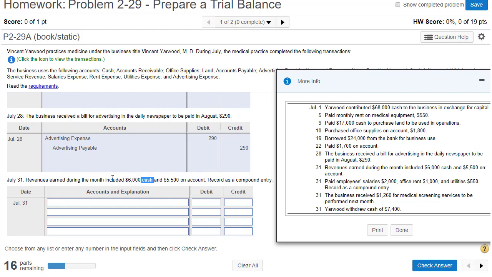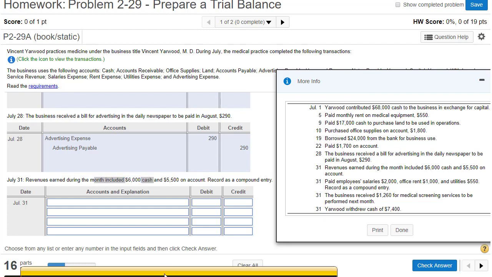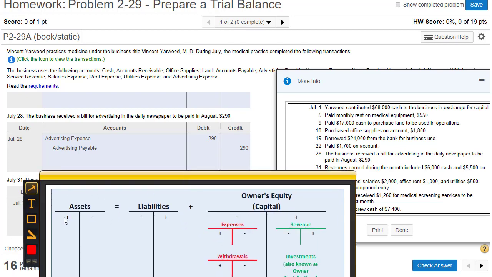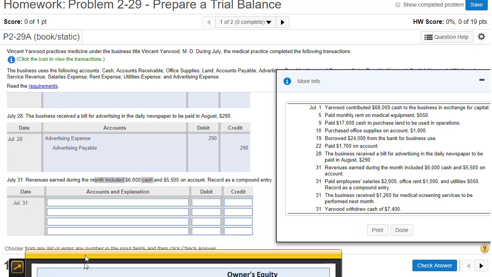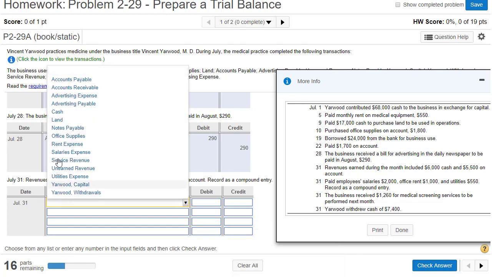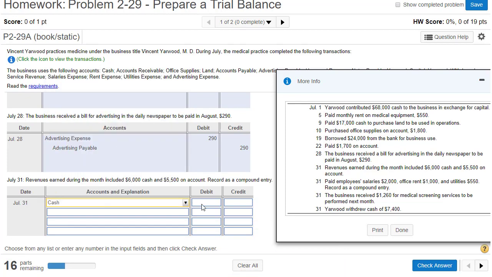So we're receiving $6,000 cash. Cash, of course, is an asset, and it's going up, so that is a debit for $6,000. Okay, and it says we also have service $5,500 on account. So what that means is $5,500 of our revenue our customers are promising to pay later.